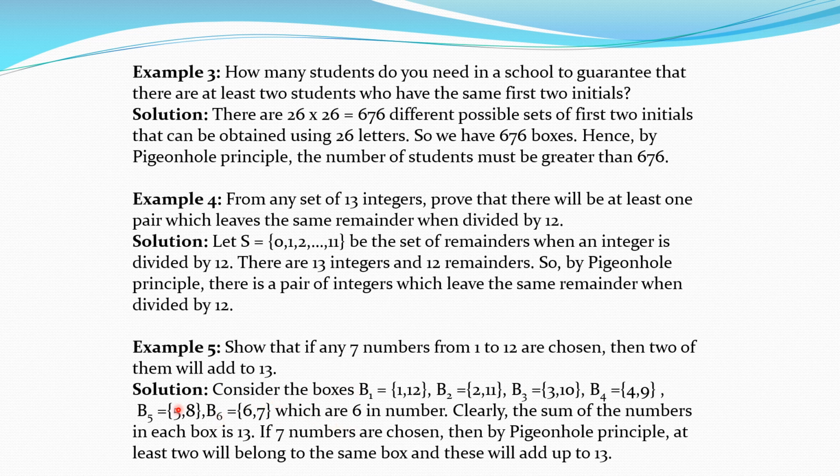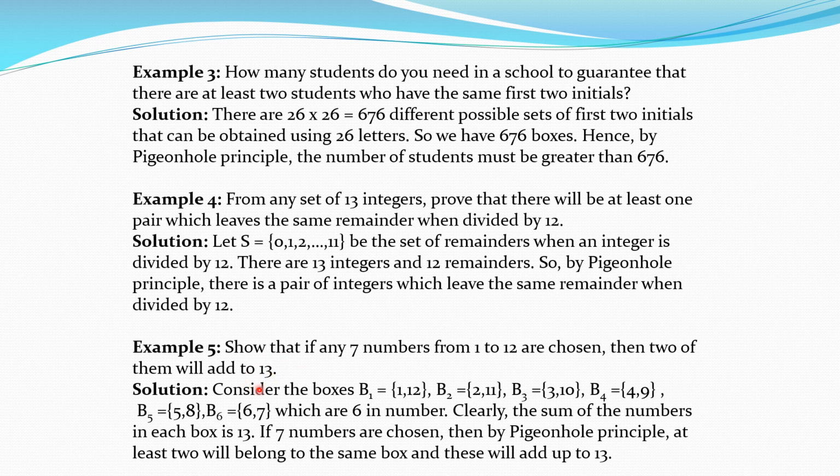Now, if you observe all the 6 boxes, they contain the numbers 1, 2, 3, 4, 5, 6, 7, 8, 9, 10, 11, 12. It means the union of all these boxes is 1 to 12, so all the numbers are covered in these 6 boxes. Now, from 1 to 12, we are selecting 7 numbers. Selecting 7 numbers from 1 to 12 is nothing but selecting 7 numbers from these 6 boxes. Suppose from each box we have selected one number; in this way we will get 6 numbers. But actually we have to select 7 numbers.